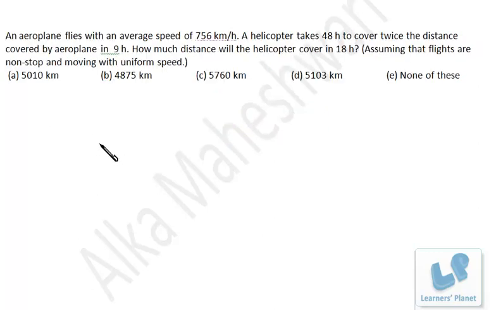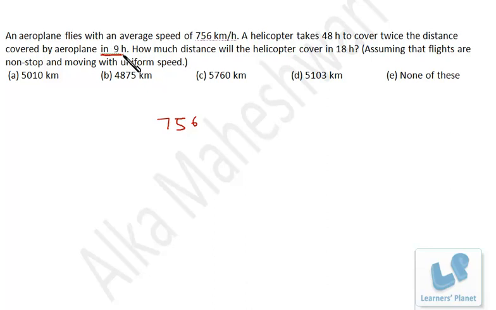Now friends, let's see this problem. An aeroplane flies with an average speed of 756 km per hour. A helicopter takes 48 hours to cover twice the distance covered by the aeroplane in 9 hours. How much distance will the aeroplane cover in 18 hours? Okay, just listen to me carefully. A helicopter is taking 48 hours to cover twice the distance covered by the aeroplane in 9 hours, right?